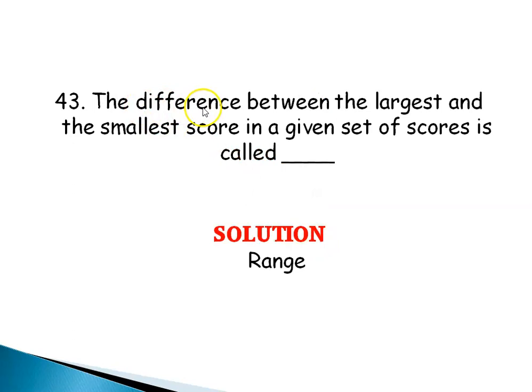The next question. The difference between the largest and the smallest score in a given set of scores is called the range. The range is the difference between the largest score and the lowest score. Is that okay?